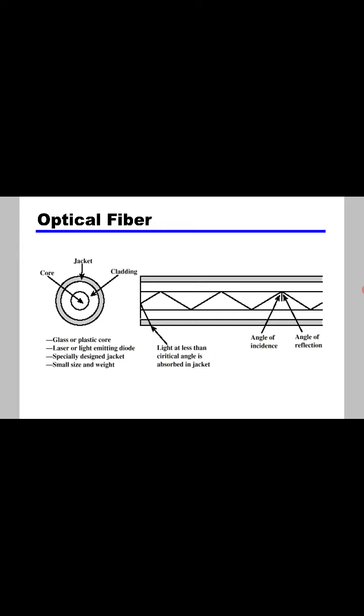Generally in optical fibers, glass or plastic cores are used as the inner core. They can be covered with some cladding material or glass materials. Again, they are shielded with some jackets.